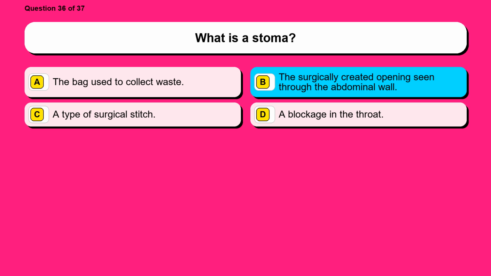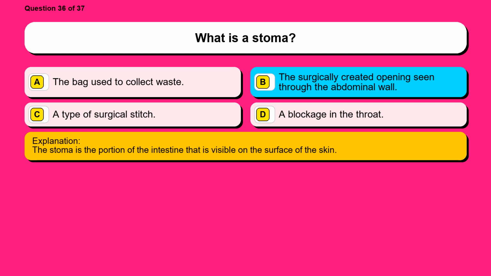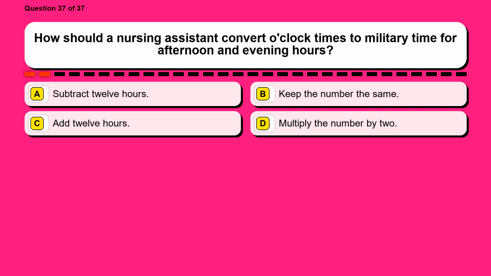The correct answer is option B. The surgically created opening seen through the abdominal wall. The stoma is the portion of the intestine that is visible on the surface of the skin. Question 37. How should a nursing assistant convert o'clock times to military time for afternoon and evening hours? Option A. Subtract 12 hours. Option B. Keep the number the same. Option C. Add 12 hours. Option D. Multiply the number by 2.